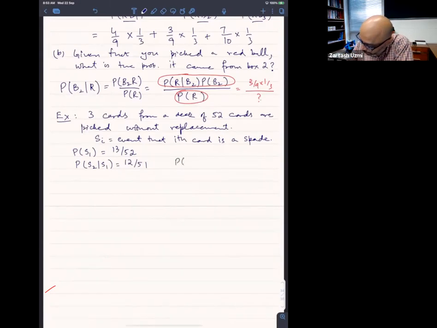What is the probability of S3 given S1 and S2? Answers in the chat window. What is the probability that the first two cards were spades and now you pick the third card, and the third card is also a spade? That probability is: दो spades निकाल ली हैं, 11 रह गई हैं, और दो कार्ड उठा लिए हैं out of 52, 50 रह गई हैं, so 11 out of 50. Okay, everyone is okay with that?